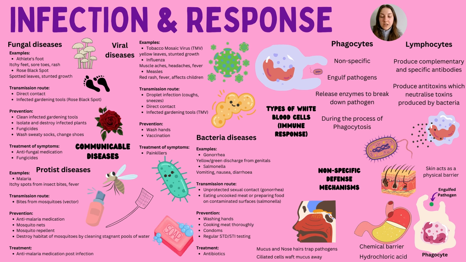A viral disease includes tobacco mosaic virus in plants, which has yellow leaves, stunted growth. Influenza is like the common cold and essentially causes muscle aches, headaches, and fever. Measles is a red rash, causes fever and affects primarily children. Transmission route includes droplet infection for influenza and also measles, and direct contact. Infected gardening tools can be the transmission route for TMV.